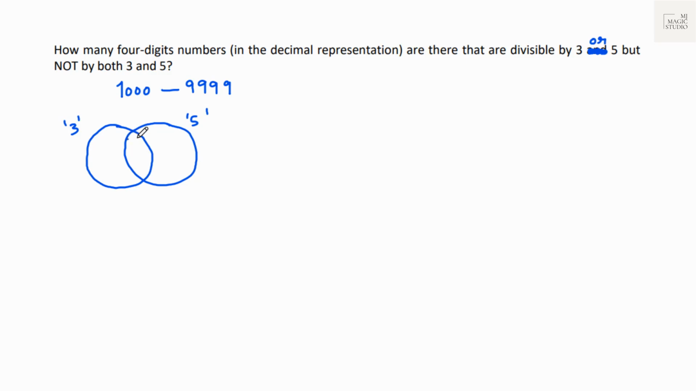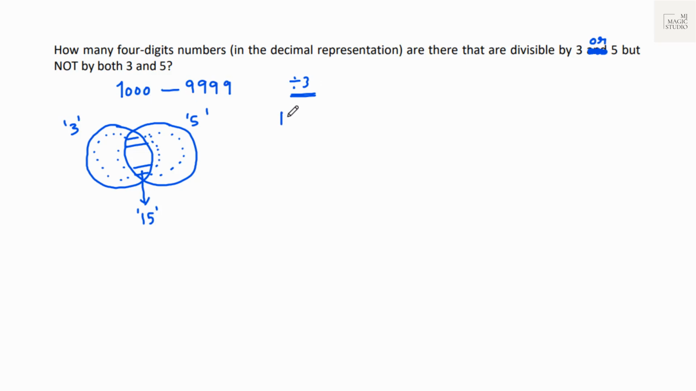And this portion gives us the numbers which are divisible by both 3 and 5. Both 3 and 5 means 3 into 5, as 3 and 5 are coprime. So 3 into 5 is 15. These are the numbers which are divisible by 15. We are looking out for these numbers and these numbers. Simple.